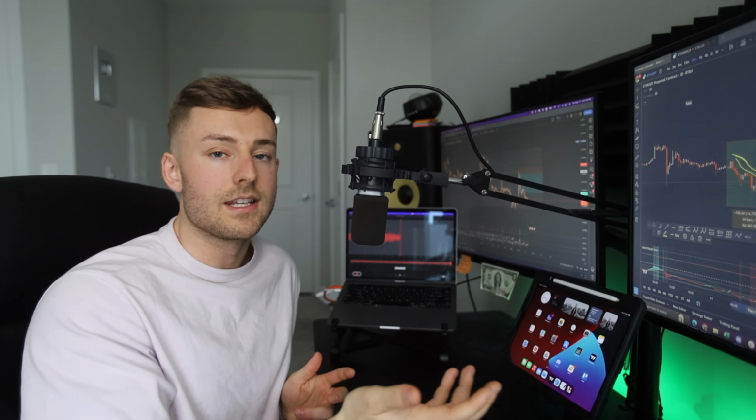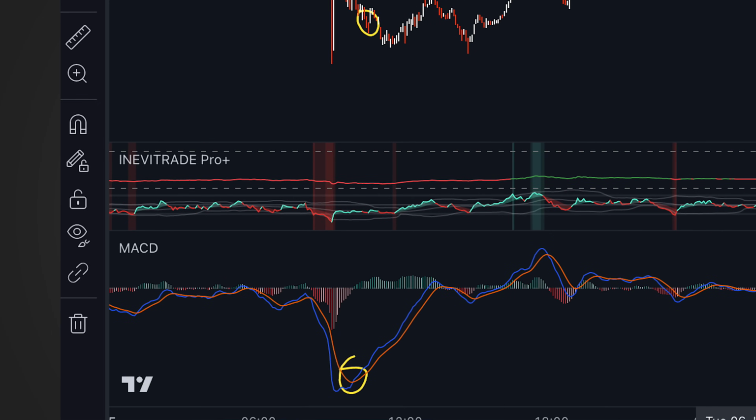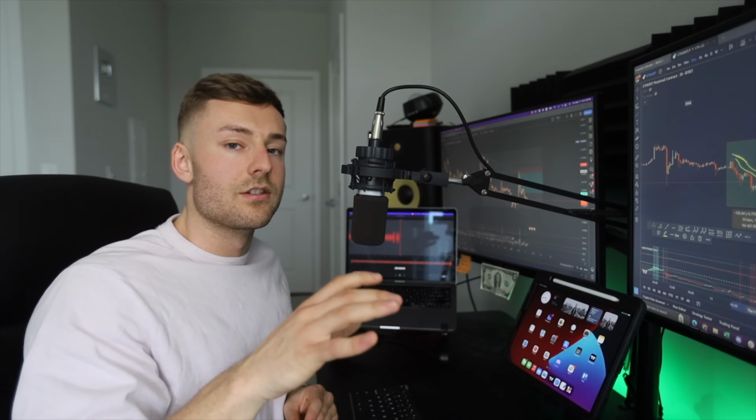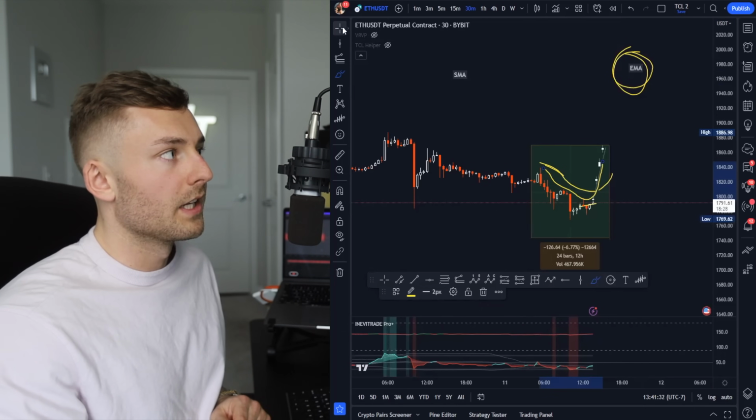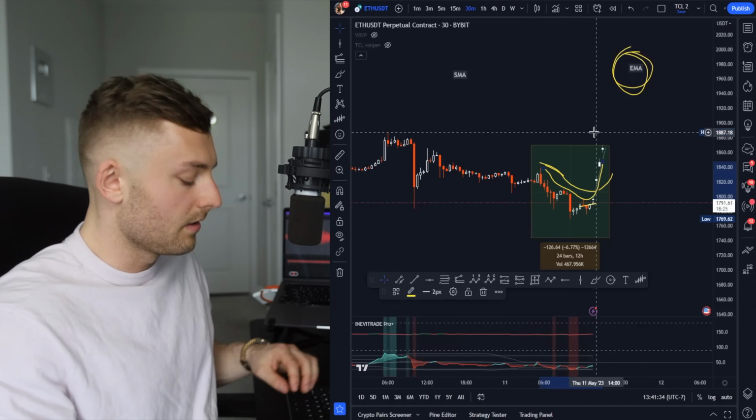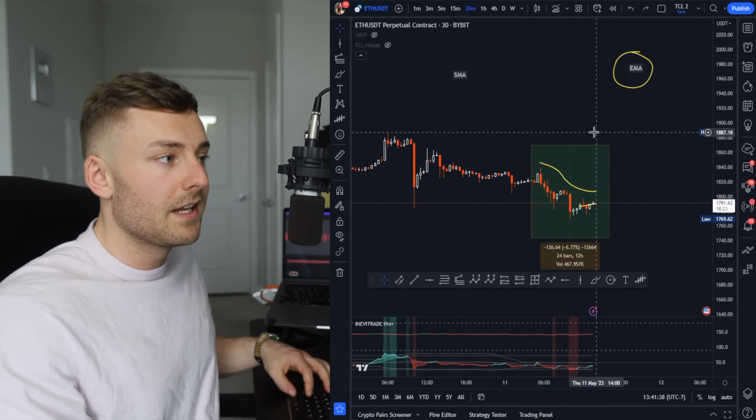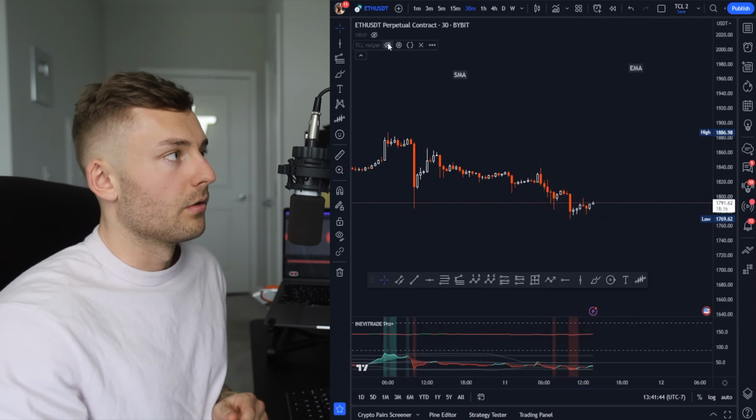Oftentimes we use those in indicators like MACD, which is moving average convergence divergence. I'm not going to get into that indicator today, but basically what we can also do is look at different periods, different sensitivity EMAs, to figure out when we're going to get a macro change in trend.